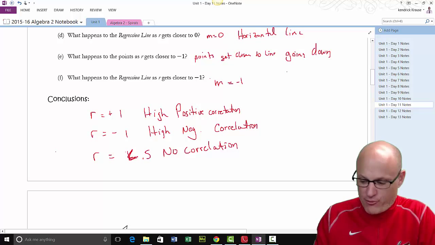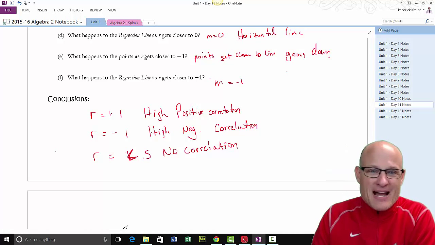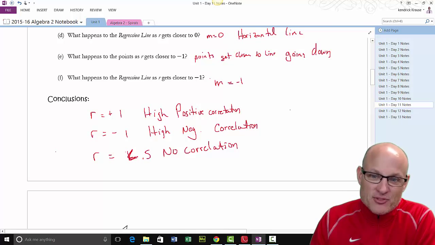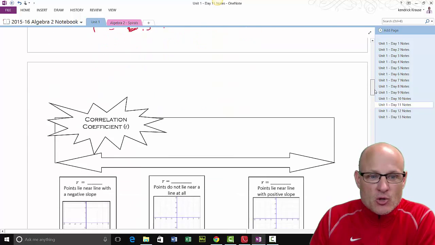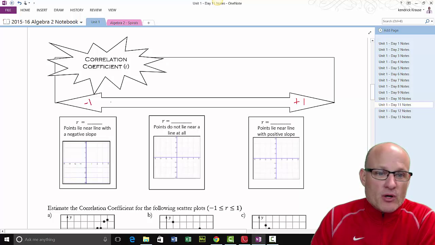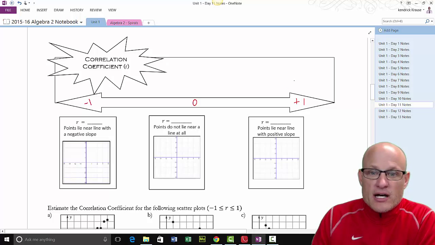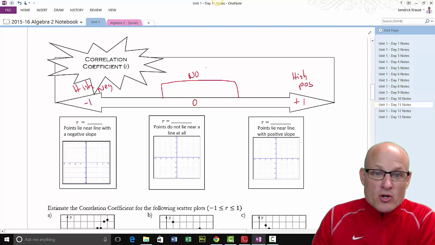As I get taller, I probably get heavier. As I get older, I get balder. Sometimes yes, sometimes no. It doesn't always happen. Correlation coefficient. It's going to go from +1 to -1, and 0 in the middle. High positive, high negative. And in this area, pretty much no correlation.